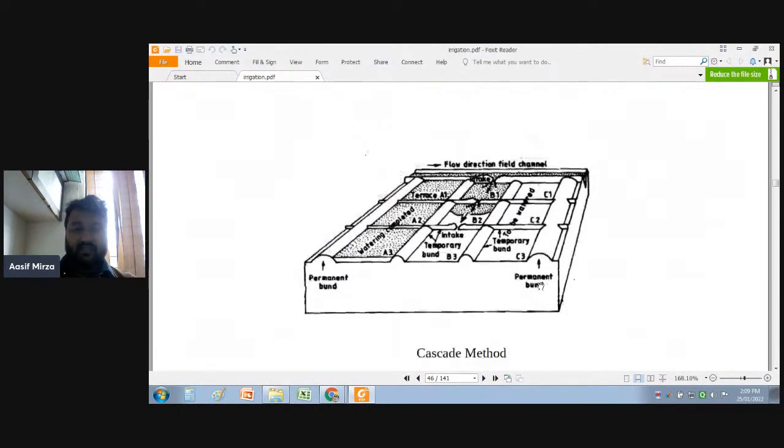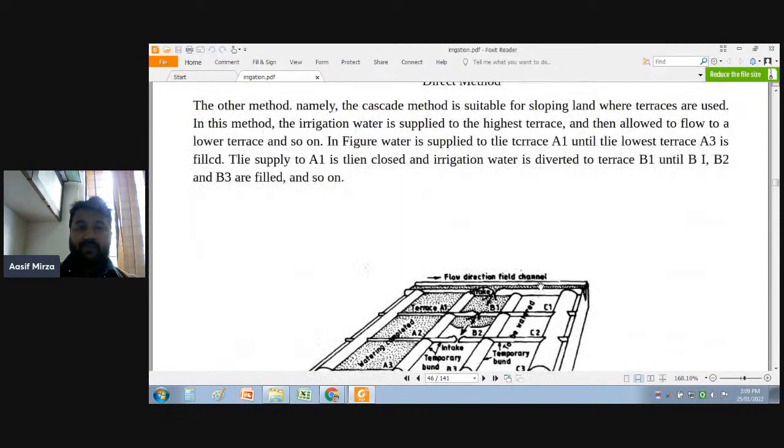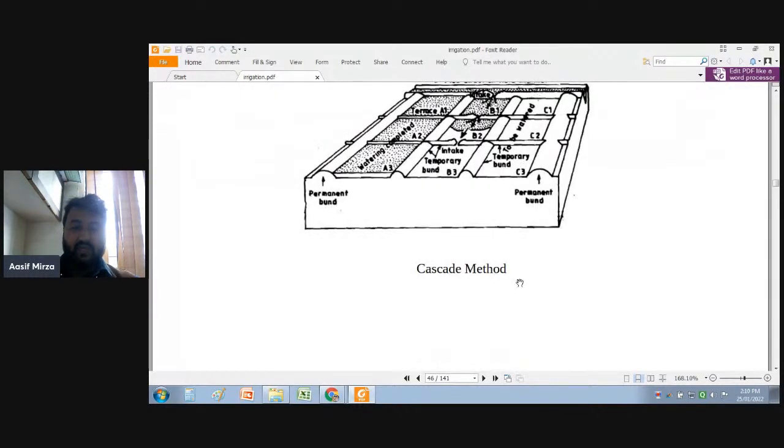Now moving toward the next, that is the cascade method. This method is suitable for sloping land where terraces are used. In this method, the irrigation water is supplied to the highest terrace and then allowed to flow to a lower terrace and so on. So in the figure, water is supplied to terrace A1 until the lowest terrace A3 is filled. Then the supply to A1 is closed. Water is diverted to terrace B1 until B1, B2, and B3 are filled, and so on. So this is the cascade method.